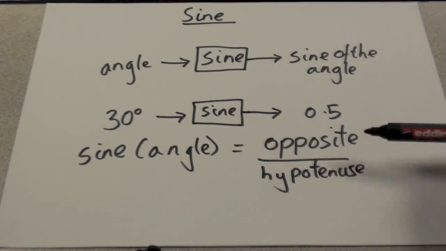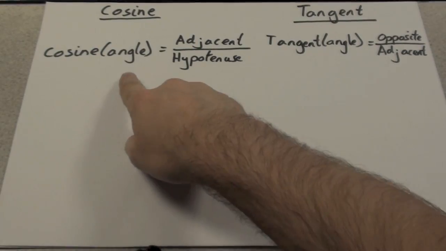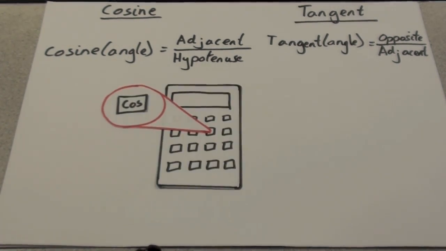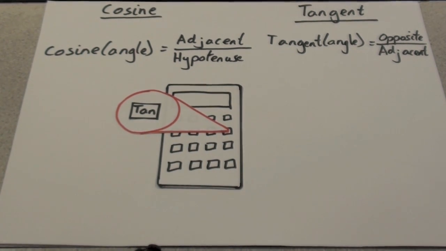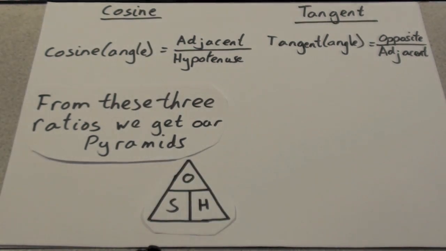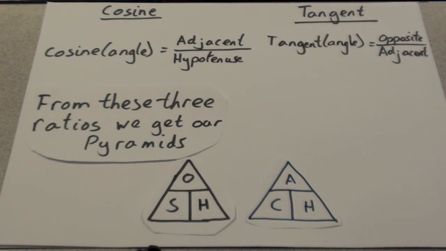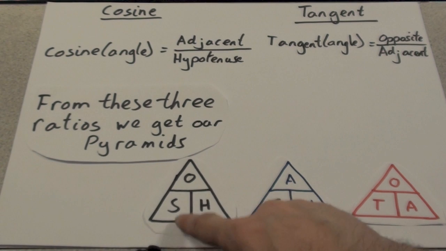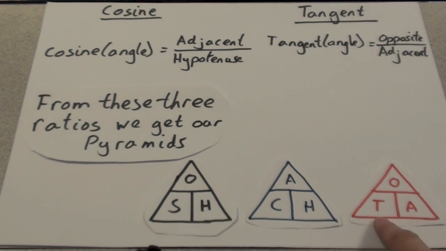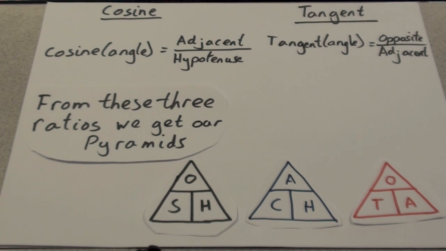But what if I don't have an opposite or a hypotenuse? Well, then I turn to cosine, which is the adjacent divided by the hypotenuse, and tangent, which is opposite divided by adjacent. On your calculator, it's listed as cos and tan. From these three ratios, we get our pyramids. These are called SOH, CAH, and TOA. So sine is opposite divided by hypotenuse, cosine is adjacent divided by hypotenuse, and tangent is opposite divided by adjacent.